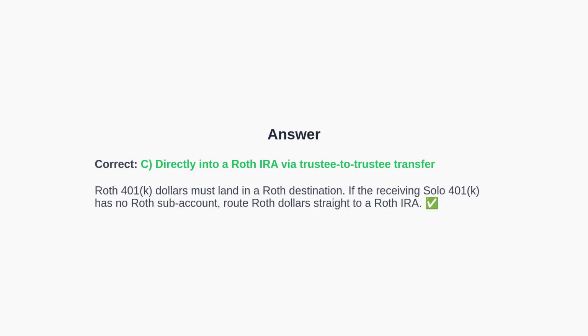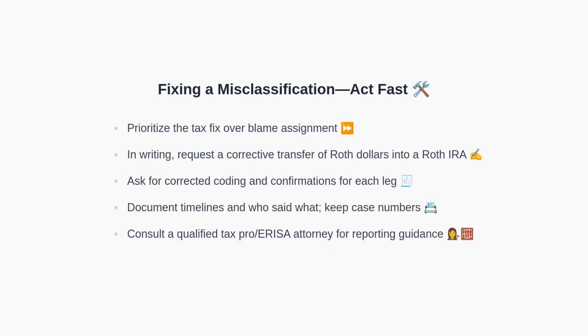The correct answer is C. Directly into a Roth IRA via a trustee-to-trustee transfer. Roth 401k dollars must go to a Roth destination. If your solo 401k lacks a Roth subaccount, sending the Roth portion directly to a Roth IRA preserves its tax-free character. Now, if an error has occurred, act quickly.